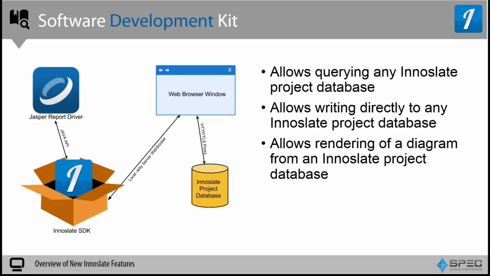We allow querying any Innoslate project database all the way back to Innoslate version 2. You can write data back to the Innoslate database, so you can write entity information back, you can add relationships. It's a very powerful, all-encompassing SDK that can do almost everything the user interface can do. And we even allow rendering diagrams, so you can use what we call the diagram service, and you can have Innoslate automatically render diagrams for your reports and for integrating into other tools. So it's very, very powerful.